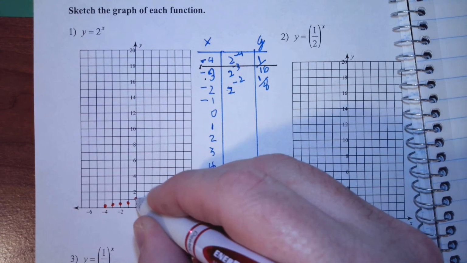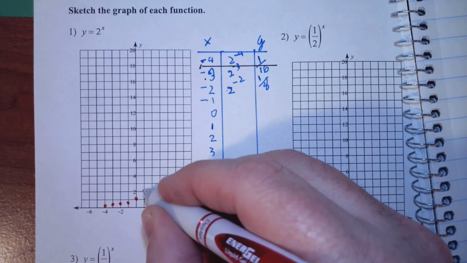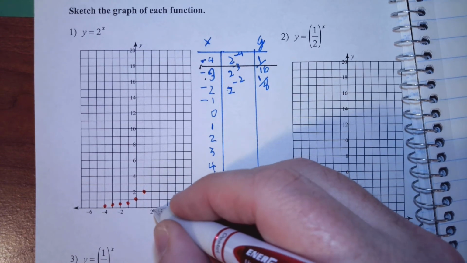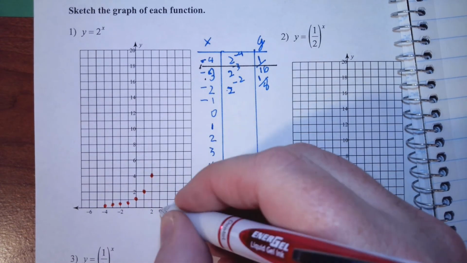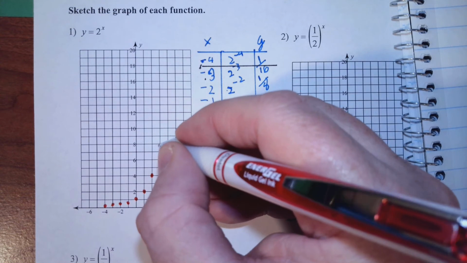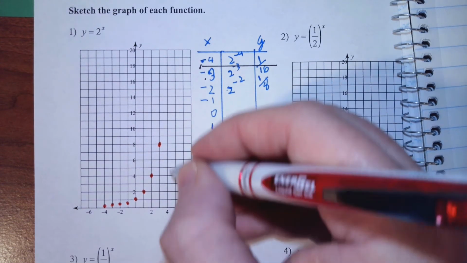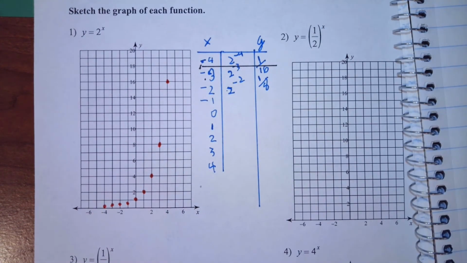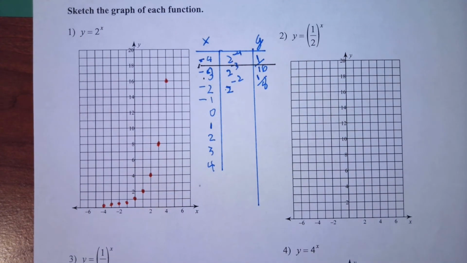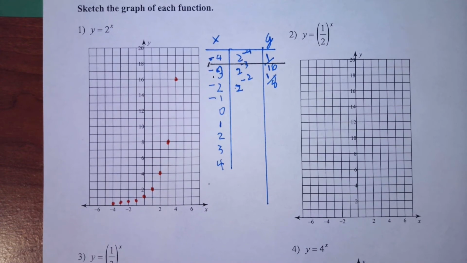0 is 1. Then 1 was 2. Then 2 was 4. 3 was 8. And 4 was 16. Okay. So this is not a straight line. And so this is an exponential graph, not a linear graph. And so this is basically what it's going to look like.